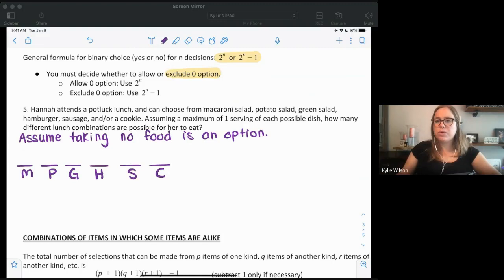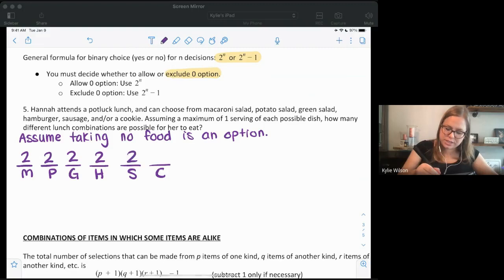So what we're going to do is we want to think of how many options there are for each of these. So for macaroni salad, is she going to put that on her plate? Yes or no? 2 options. Pasta salad, is it going on the plate? Yes or no? 2 options. Green salad, going on the plate? Yes or no? 2 options. Same with our hamburger, 2 options. Same with our sausage, and same with our cookie.